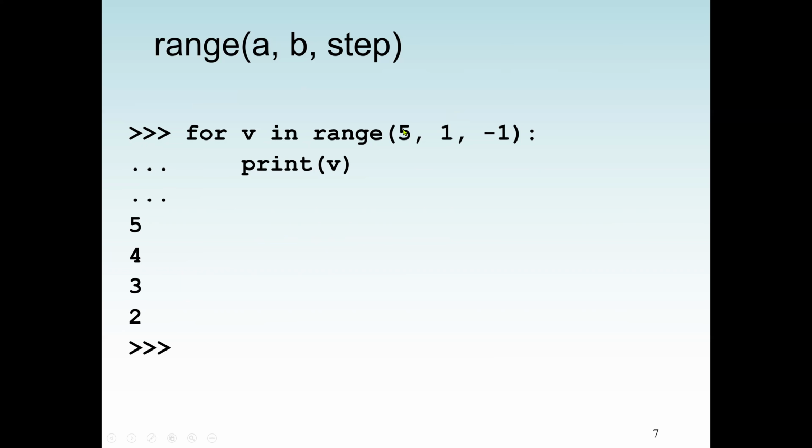The first value will be 5. 5 minus 1 is 4. 4 minus 1 is 3. 3 minus 1 is 2, which will print. But 2 minus 1 will be 1, and the end value is 1, so we can't print it. So the output will be 5, 4, 3, and 2.